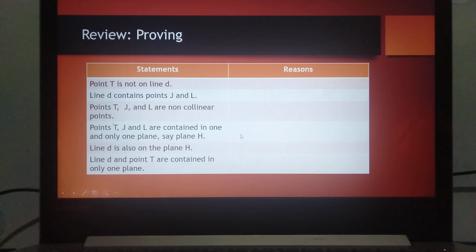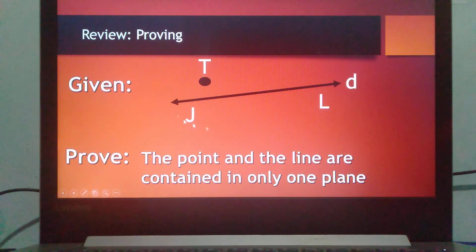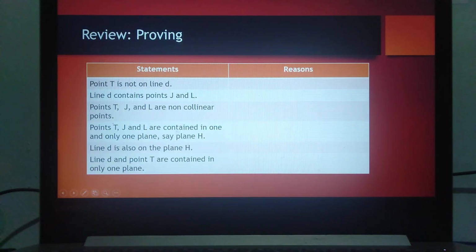So, here, we can state that 3 non-collinear points are contained in only one plane. In one and only one plane. Ayun. So, again, 3 points contained in only one or in one and only one plane. So, that is plane H. Hindi ko na sinulat dito yung plane H. So, isasabihin lang natin na itong plane H to. Okay. Next, line D is also on the plane H.